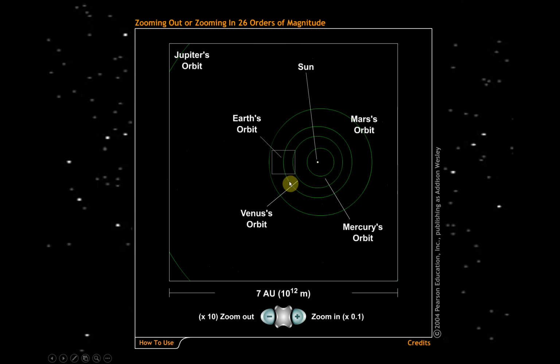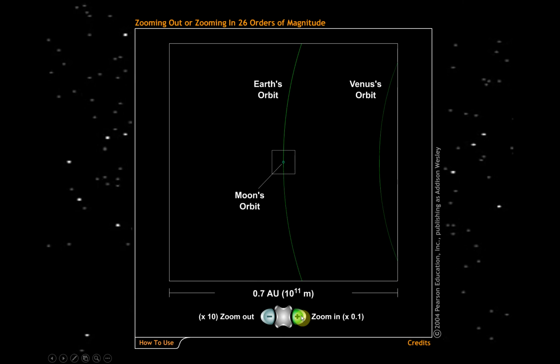Zoom in some more, and now we're looking at the terrestrial or rocky planet orbits here. Here's the orbit of our own planet, the Earth, Mars, Mercury, and Venus. Zoom in some more, and here's the Earth, and there's the Moon orbiting the Earth. Now we're at about 0.7 astronomical units, or 10 to the 11 meters.